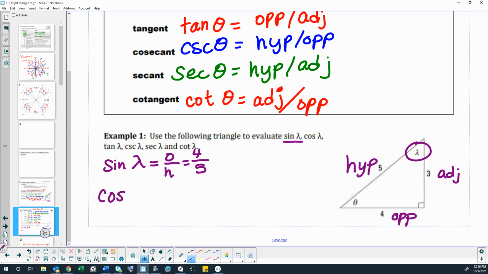So cosine would be adjacent over hypotenuse, which is 3/5. And then tangent, opposite over adjacent, which is 4/3.